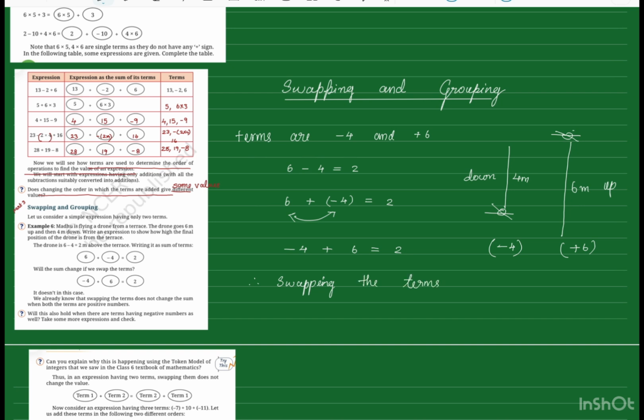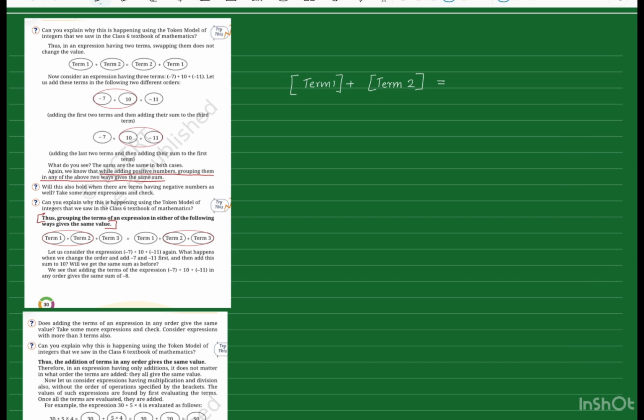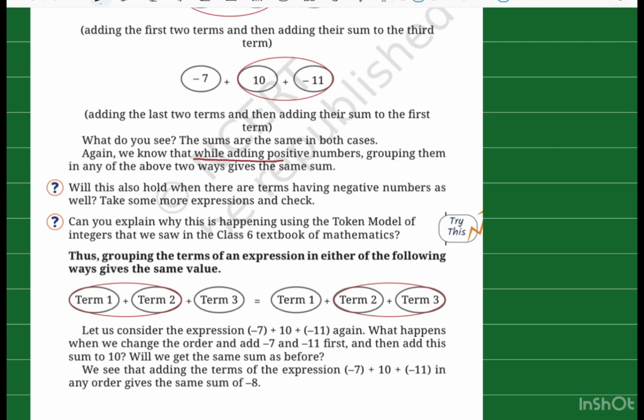So we can conclude that swapping the terms does not change the sum. So we can write term 1 plus term 2 is equal to term 2 plus term 1. While adding positive numbers, grouping them in any of the above two ways gives the same sum. Will this also hold when there are terms having negative numbers as well? Yes. Let's do some problems.